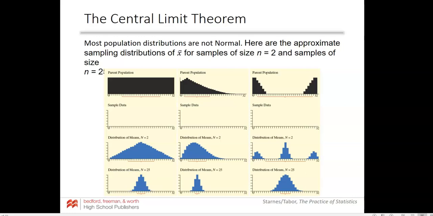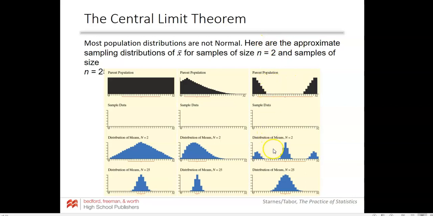It looks like a triangle kind of, but samples of size 25 are starting to look more normal there. If it's right skewed, the second example, that's the population up top, then samples of size 2 will also be right skewed, but samples of size 25 are starting to look more normal. It's a really weird bimodal data set on the top right there.